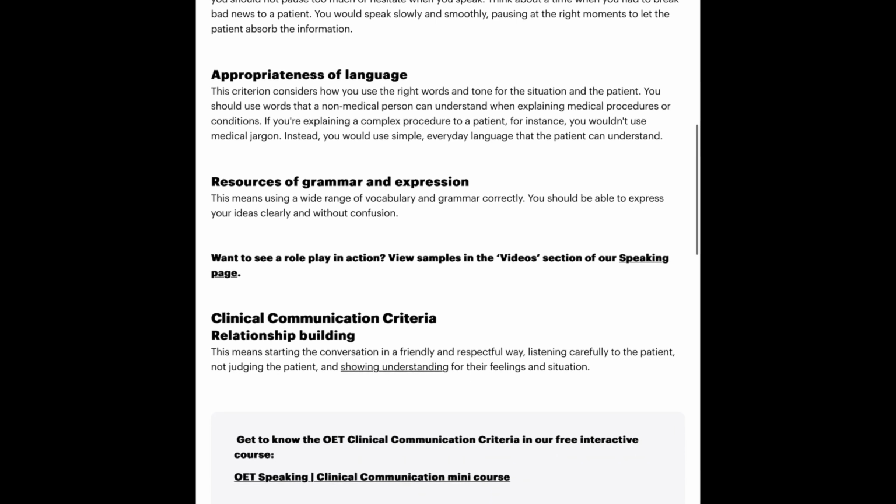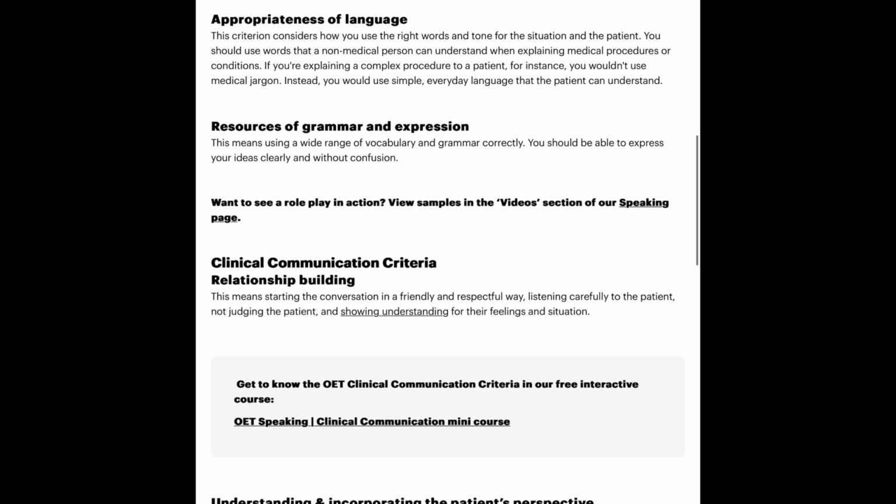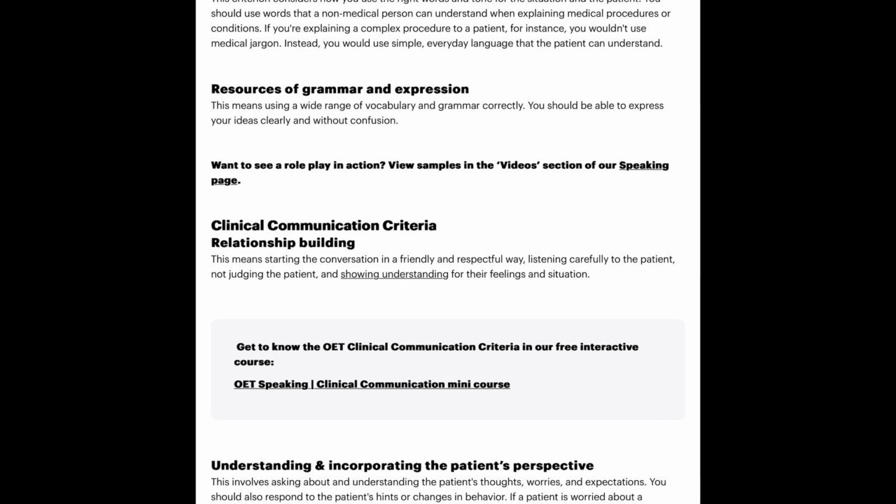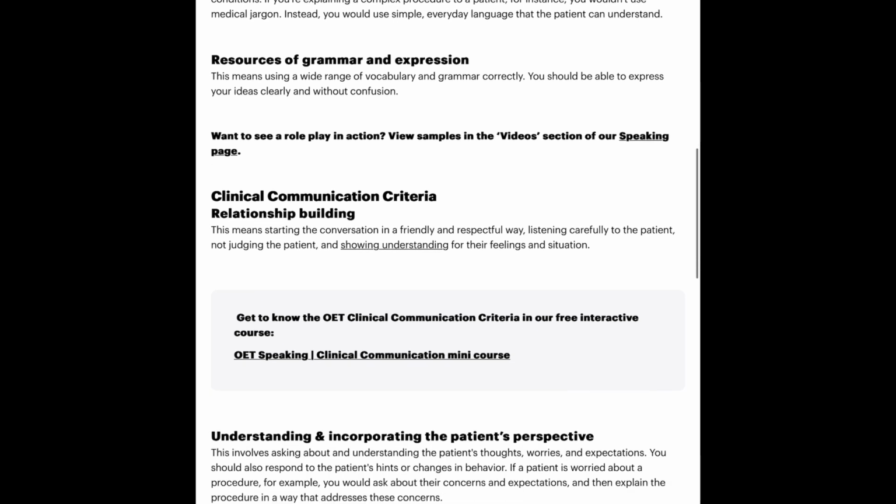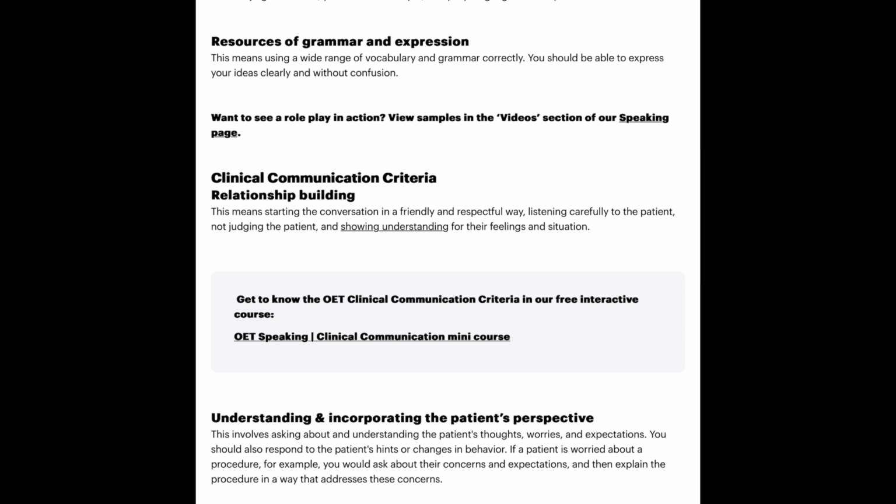If you're using a complex procedure or a complex structure, then you have to explain it in simple terms so that patients understand, and you have to avoid medical jargon at all costs. Resources of grammar and expression basically indicate whether you can use idiomatic speech, that is commonly used idioms. Are they included in your speech or not?